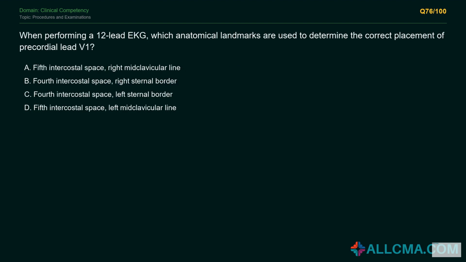Question 76. When performing a 12-lead EKG, which anatomical landmarks are used to determine the correct placement of precordial lead V1? Option A, 5th intercostal space, right midclavicular line. Option B, 4th intercostal space, right sternal border. Option C, 4th intercostal space, left sternal border. Option D, 5th intercostal space, left midclavicular line.